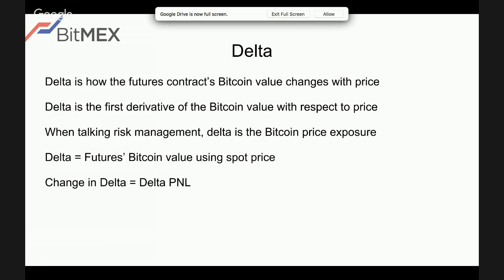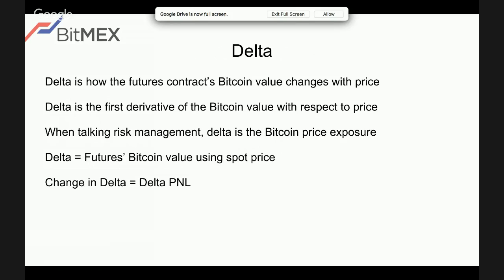And when we talk about Delta in terms of risk management, we're talking about the gross Bitcoin exposure that you have. So if someone came to me and said, "Hey Arthur, what's your Delta?" I would say, "I'm long 100 Bitcoin, or I'm short 500 Bitcoin." Say you had a Delta of 100 Bitcoin. If the price changes by 1%, and if you're long, then you make 1 Bitcoin. If it goes down by 1%, you lose 1 Bitcoin.